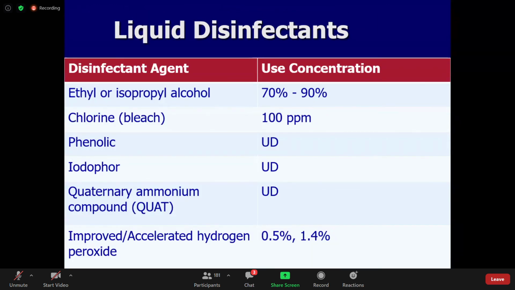And this is some of the disinfectants to use. And as you see here, the UD means use dilution, the manufacturer's recommendation. So you usually look to the recommendation from the manufacturer. So you don't really memorize anything, but just know that we have chlorine, bleach, phenolic compounds, quaternary ammonium compounds, and so on.